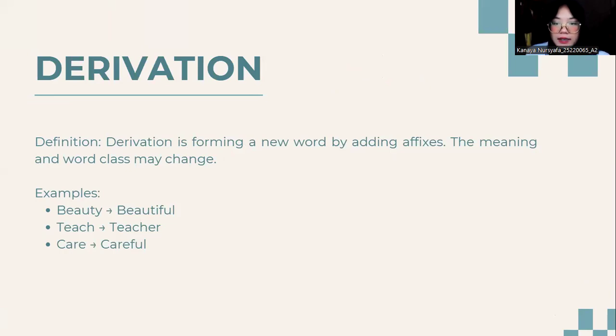The next is derivation. Derivation is forming a new word by adding affixes. The meaning and the word class may change. The examples like beauty to beautiful, teach to teacher, care to careful. This process helps expand vocabulary in English.